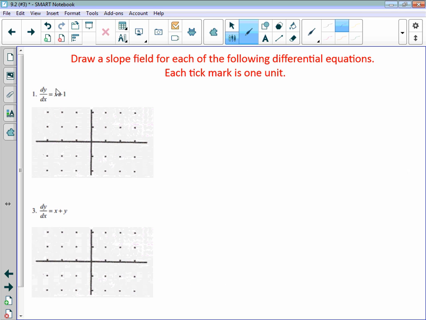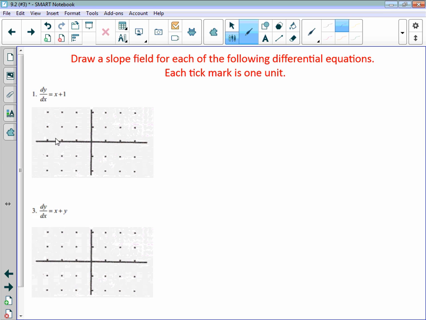Okay, so it's easy when it's given to you. Here we have to draw a direction field or a slope field for each of the following differential equations. Each tick mark is 1 unit. This is what it's going to look like on the AP test. They give you an equation like this, dy/dx equals whatever, and then they give you typically 9 or 12 dots that you have to draw the slope field for. So it's not like you're having to draw 100 of them, because that would require way too much time.